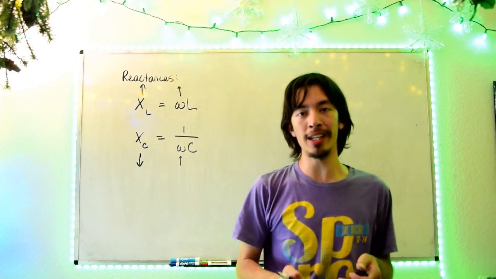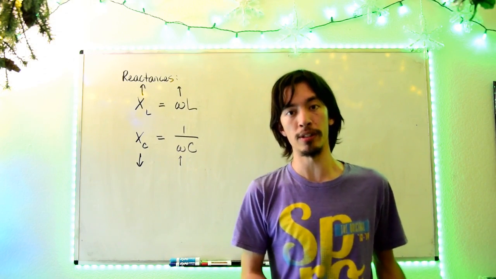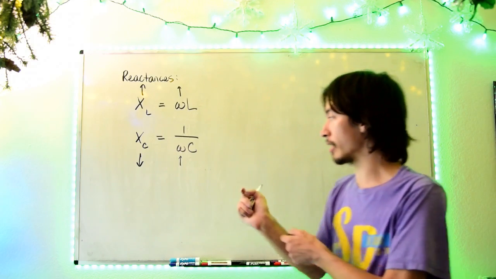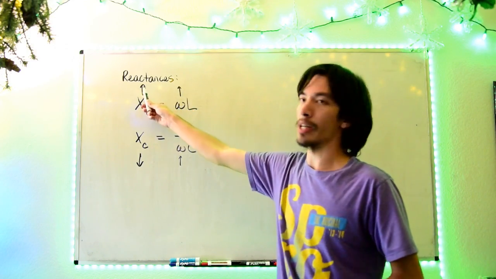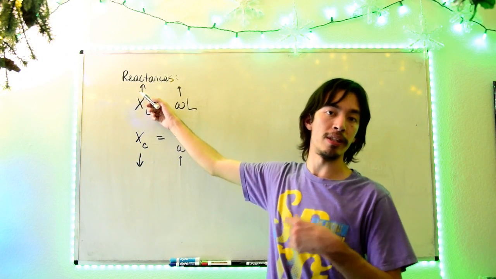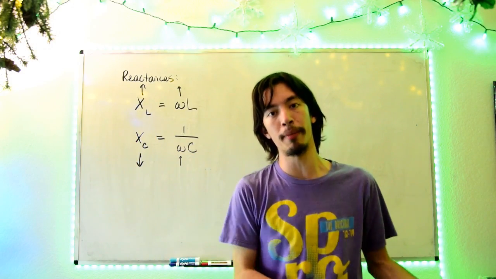So because we're running it at 120 hertz, which is larger than the resonance frequency, so we're going higher in frequency. Going higher in frequency would mean that for the inductor it has the larger reactance. So we would say that the 1200 belongs to the inductor and the 800 belongs to the capacitor.